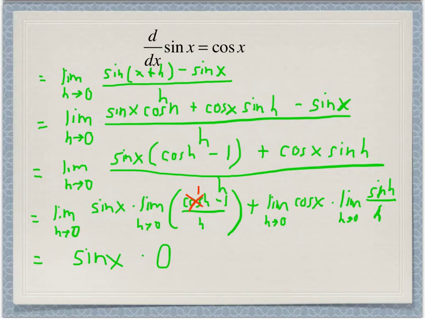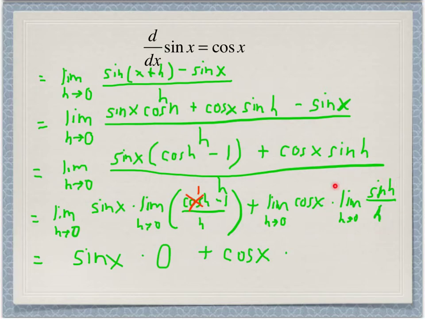0 over anything is 0. Meanwhile, second part here, again, this is like the first part. The limit of cosine of x as h approaches 0. H has nothing to do with the cosine of x, and so that's going to be just plain the cosine of x.